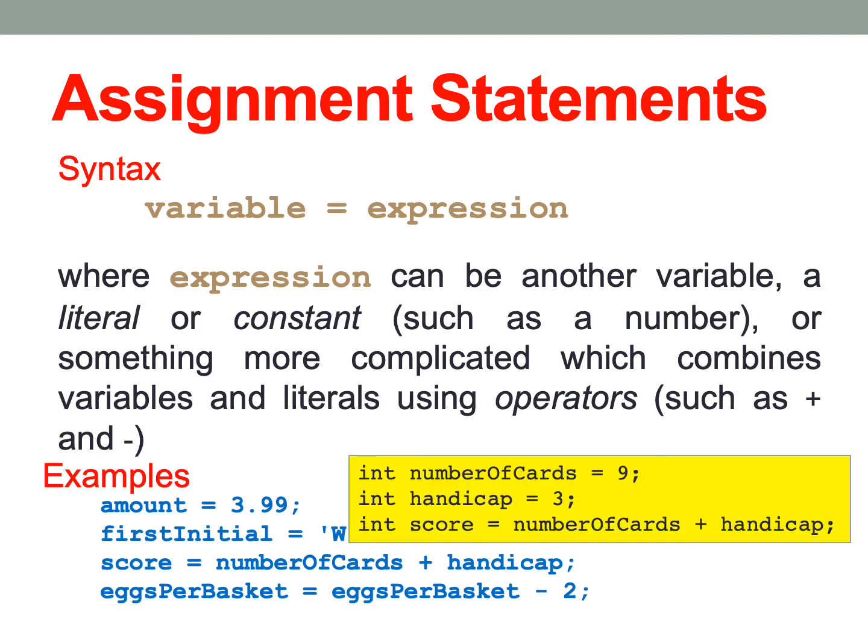For the variable score, number of cuts and handicap are two other variables, meaning that it combines two variables. So the more complete code could be int number of cuts equal to 9, int handicap equal to 3. These values are just some random numbers. It can be any values. Then, to calculate it, we can have int score equal to number of cuts plus handicap, which is the same as score equal to 9 plus 3.